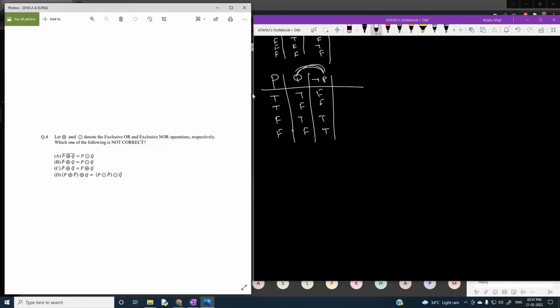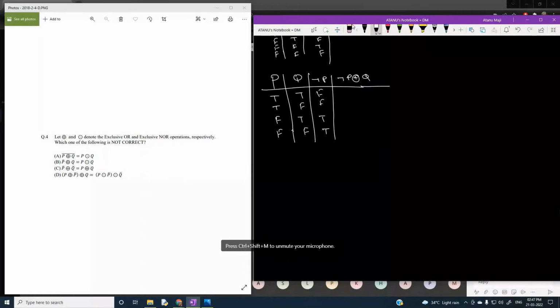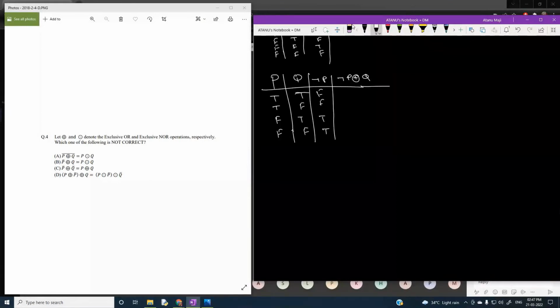When exactly one is correct, the result will be correct. I mean the output will be true. So if I want to make the truth table for this expression, P, negation P XOR of Q, we have to find where exactly one correct option we are getting between these two columns.